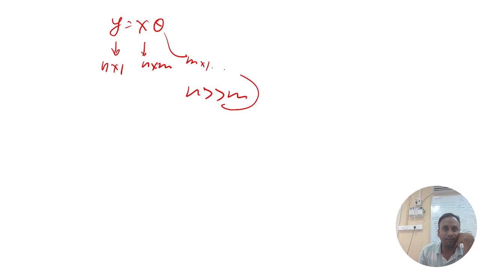We know y is equal to x theta. In this case, y is going to be n by 1, x is going to be n by m, and theta is going to be m by 1. In that case, n will be much greater than m.